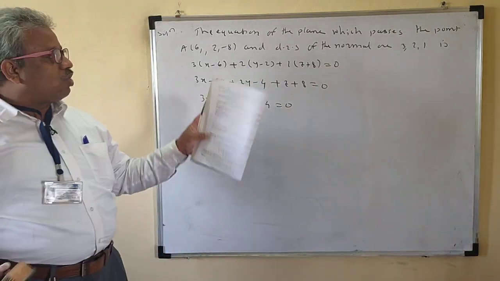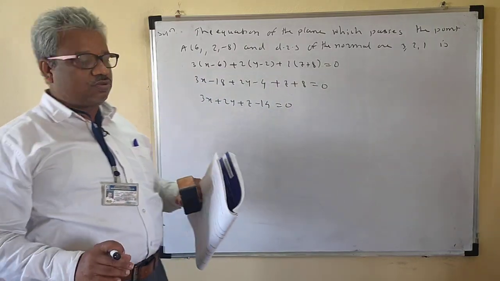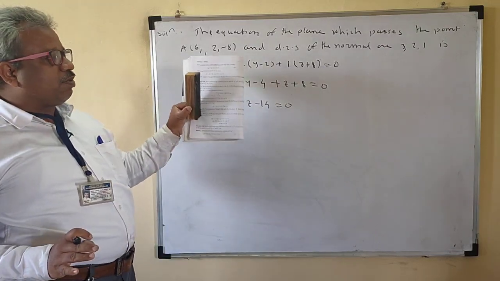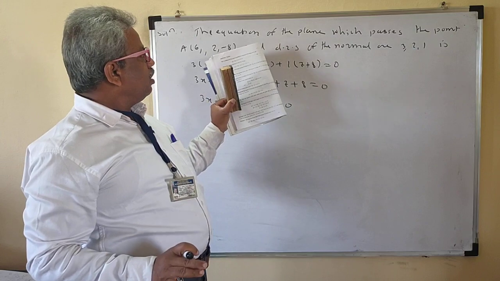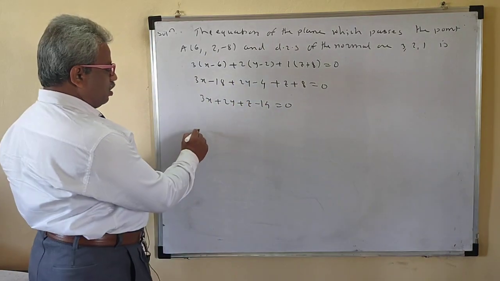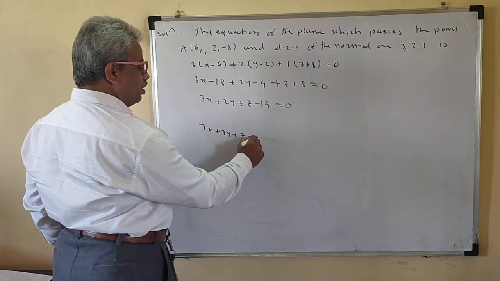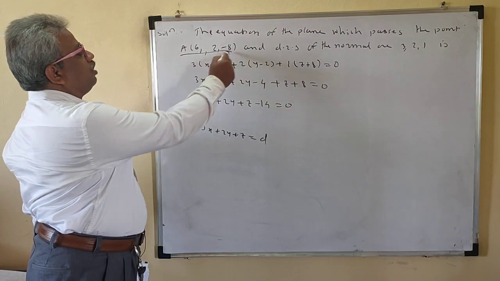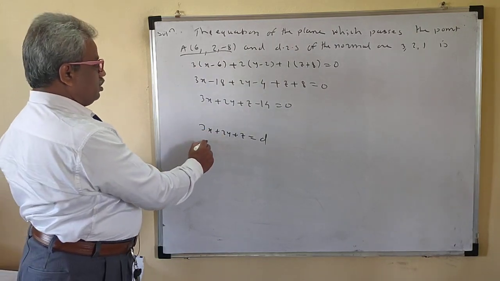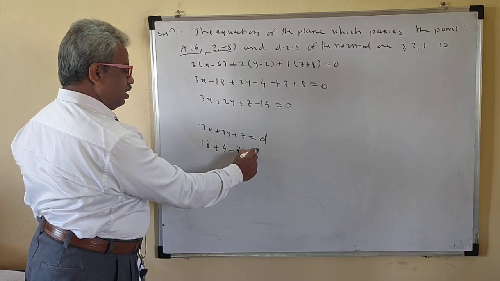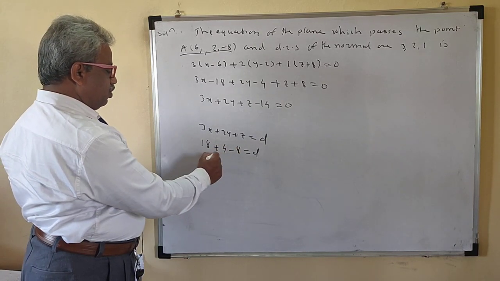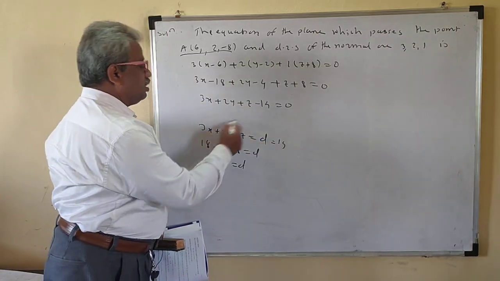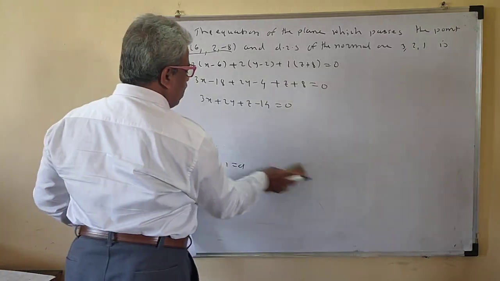Very simple, because the DRs of the normal to the plane are these a, b, c. So two ways you can solve this. We know the equation of the plane whose DRs of the normal are 3, 2, 1 is 3x plus 2y plus z is equal to d, suppose. Now you can find the value of d. This passes through this point, so just put it here: 18 plus 4 minus 8 is equal to d, so minus 4 minus 14... d is equal to 14. This is your required equation of the plane. Several ways you can do this one.